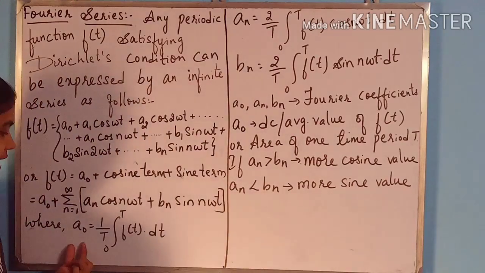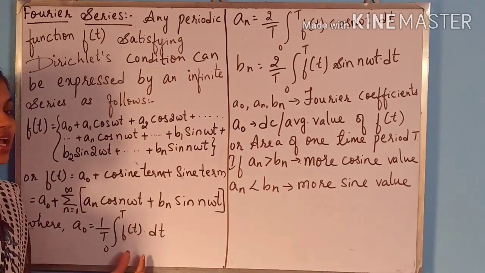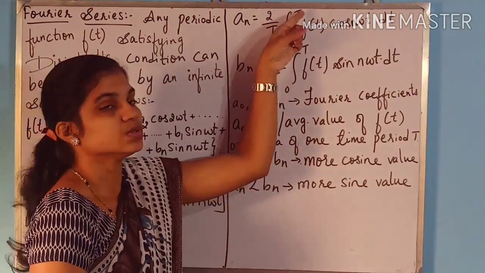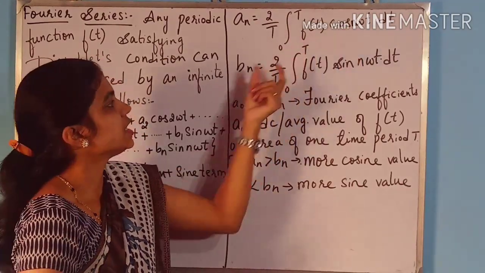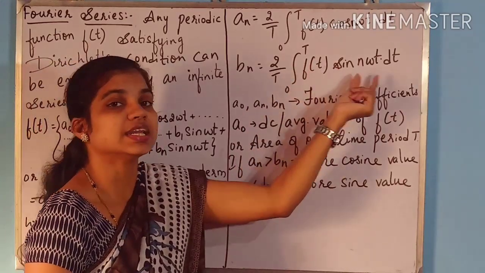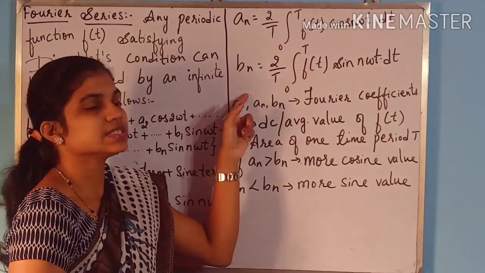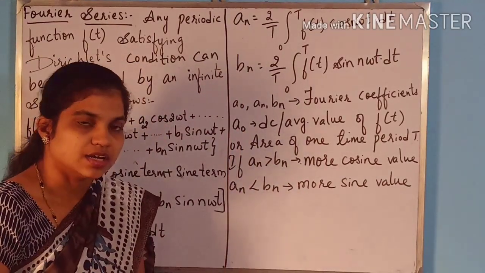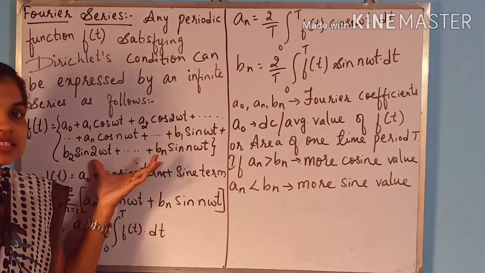Right? So where I am defining a naught, an and bn, they are called Fourier coefficients and they are defined as: a naught is 1 by T integral 0 to T f of t dt, an is 2 by T integral 0 to T f of t cos n omega t dt, bn is 2 by T integral 0 to T f of t sin n omega t dt. An is a cosine term and bn is a sine term. Alright. Now apart from that, what else can we see from this infinite series?